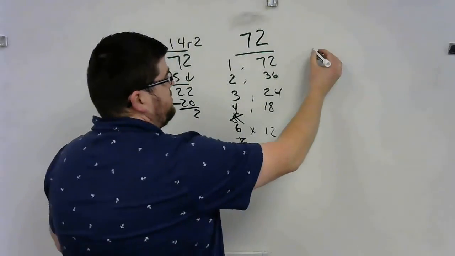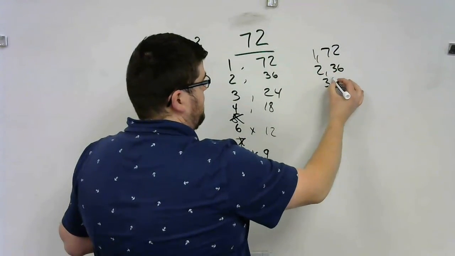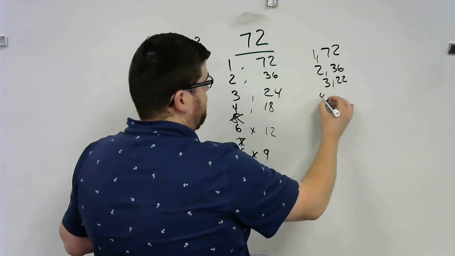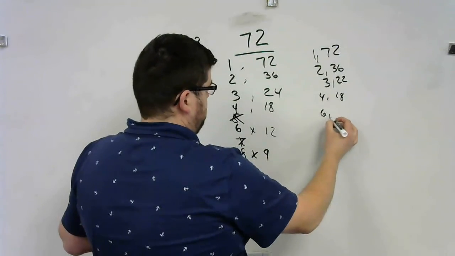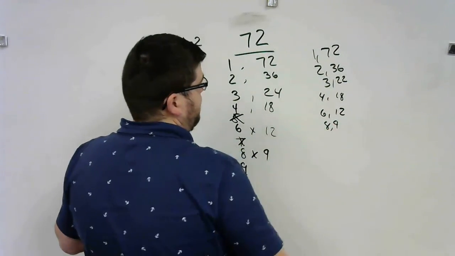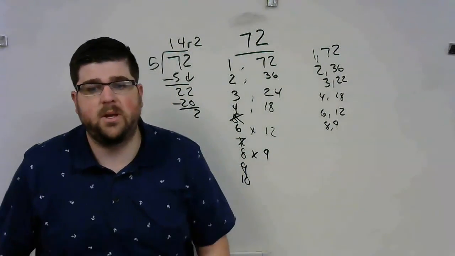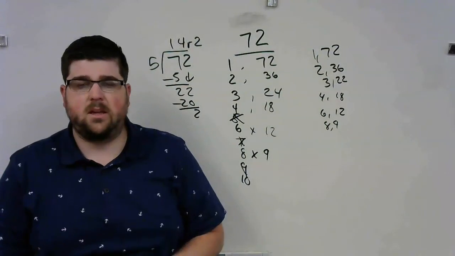So the factors of 72 are 1 and 72, 2 and 36, 3 and 24, wow, 4 and 18, 6 and 12, and then 8 and 9. Those are my factors. So the bigger the number, the more you have to divide out, but if it's not a basic fact, do take care that you divide.